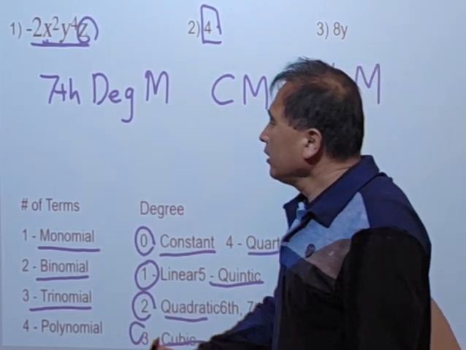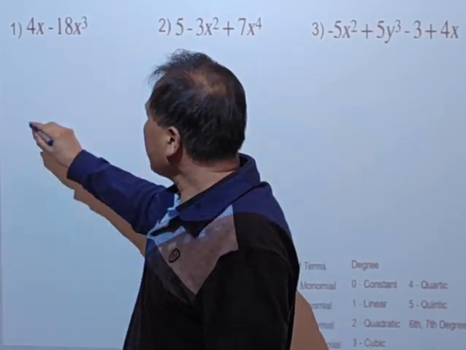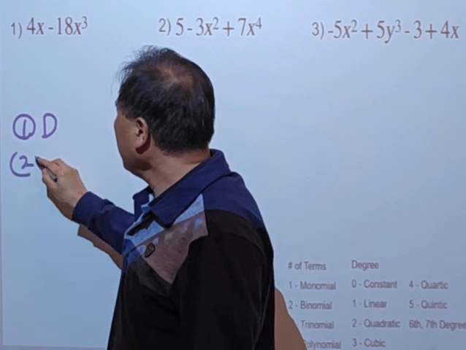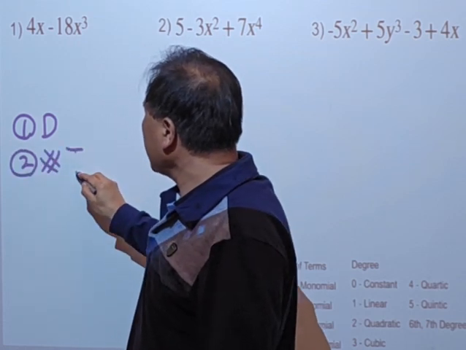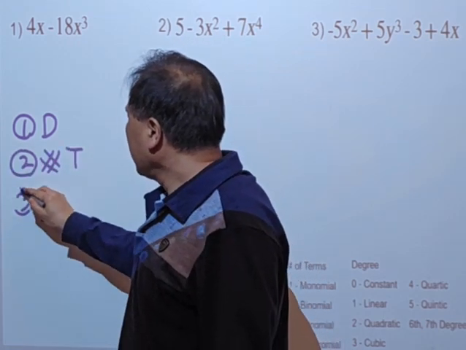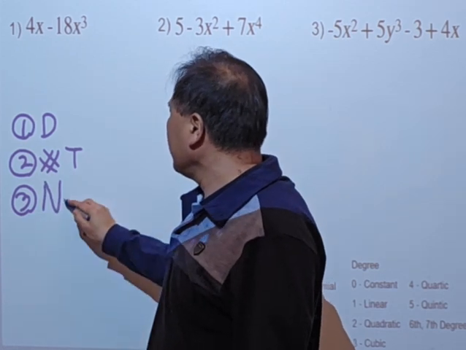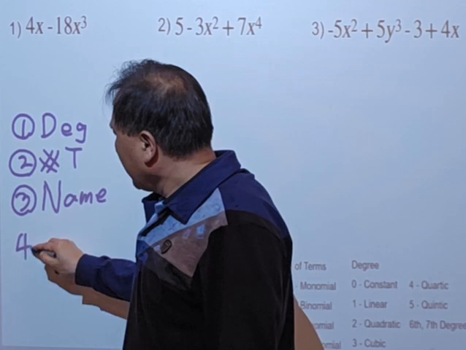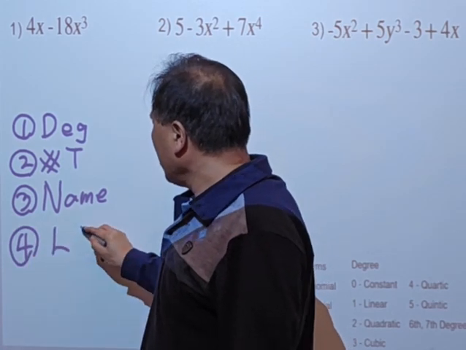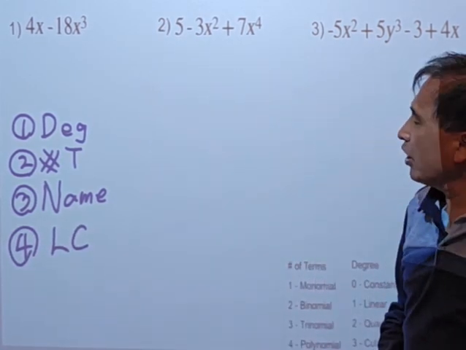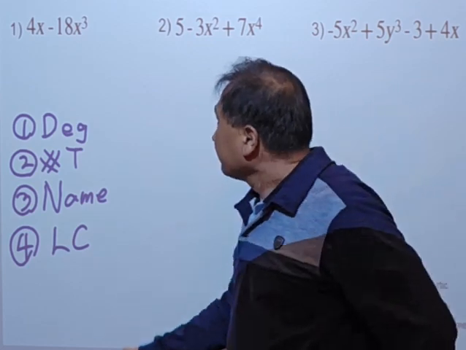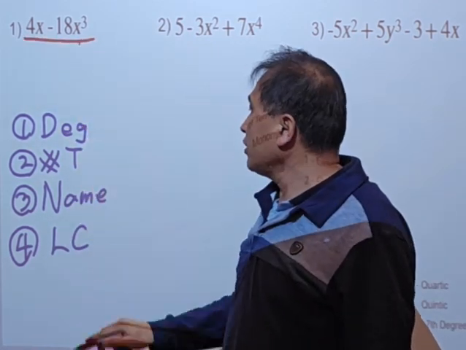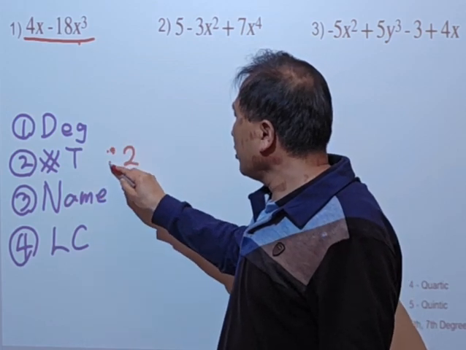Let's practice. First, let's find the degree: how many degrees are there? Second, the number of terms. Third, how do we name them? And also, I'm going to tell the leading coefficient. First, the degree. By the way, this has two terms, so the number of terms is 2.